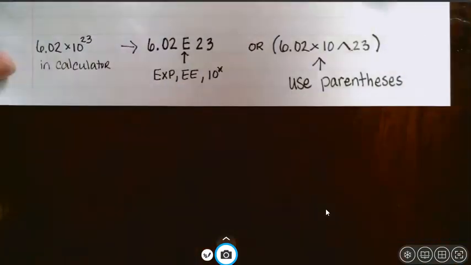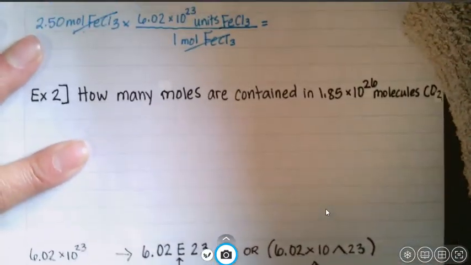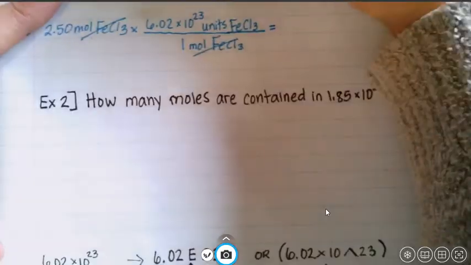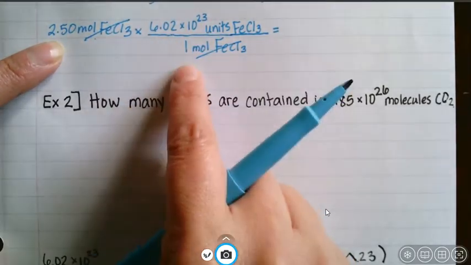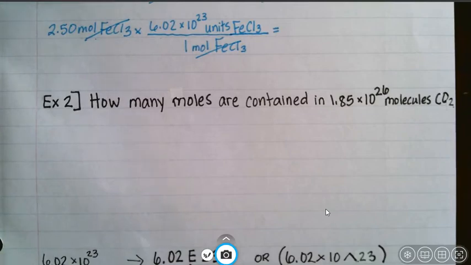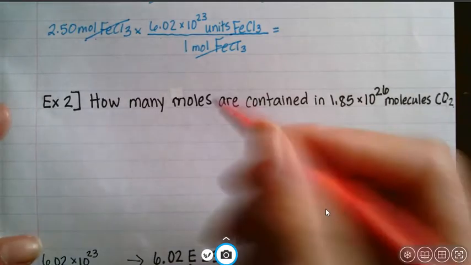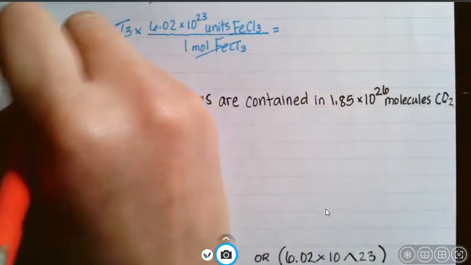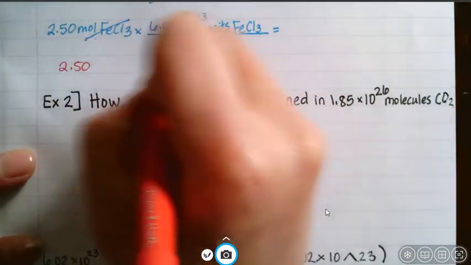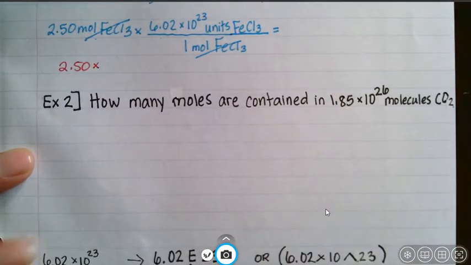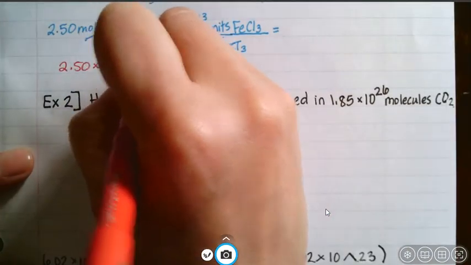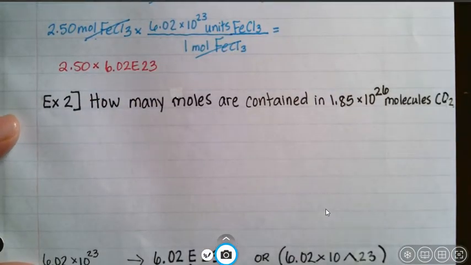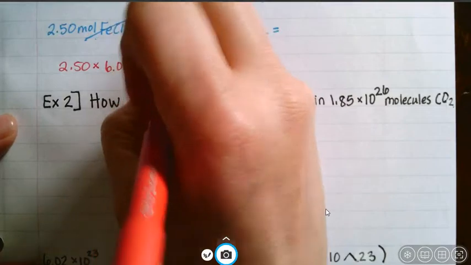All right, let's go back to my problem. When you are solving this type of problem, you multiply the numbers that are across from each other, and you divide by the numbers that are on the bottom. I'm just going to type in everything that I would put in my calculator. Okay, so this would look like this. 2.50 times, let's use the E method, 6.02 E23. Then I would hit enter.